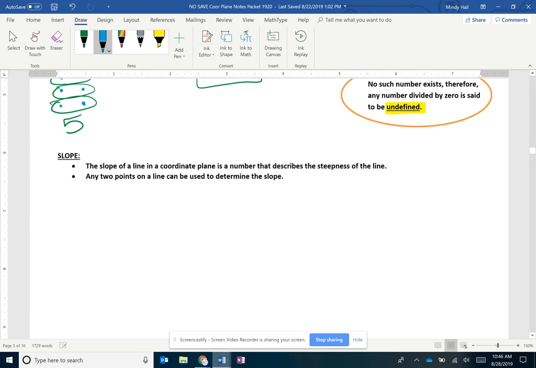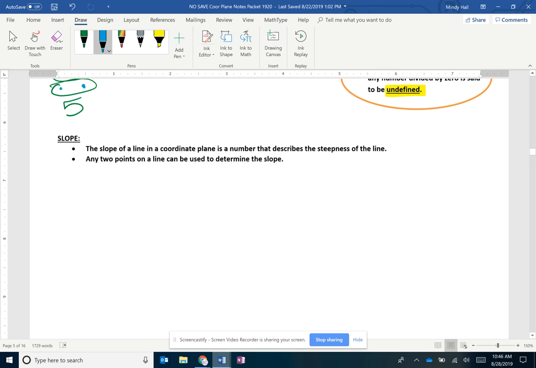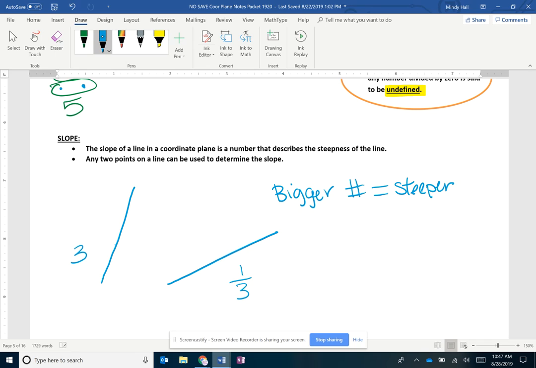Okay? So starting with slope, the slope of a line in a coordinate plane is the number that describes the steepness of the line. So you think about it, if I have a line like this and a line like this, my first line would have a slope of, let's just say, 3, and then my second line would be a slope of like 1/3 instead, because with the one on the left, we rise more than we run, and with the one on the right, we run more than we rise. So bigger number, steeper slope.